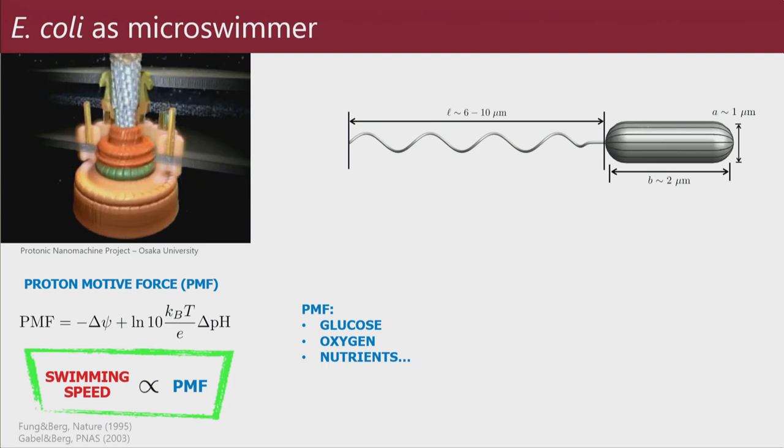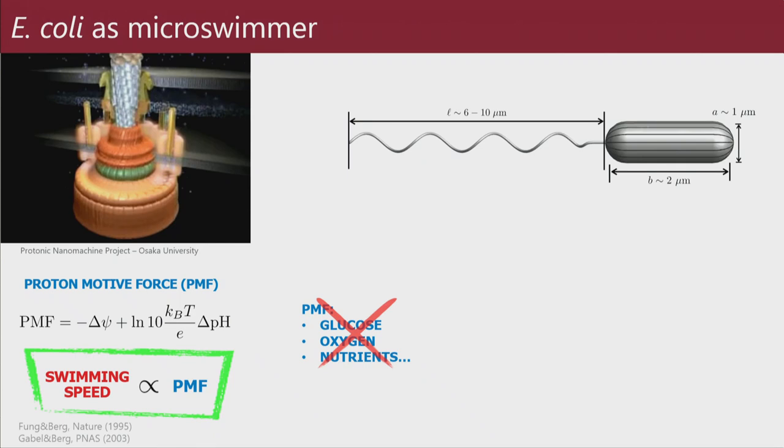This proton motive force, the PMF, we know from the literature, is proportional to the swimming speed of the cells. It's going to be an important concept along my talk. In general, the PMF is powered by glucose, oxygen, or other kinds of nutrients. But if we cut them off from the suspension of our bacteria, the cell stops swimming, the motor stops.